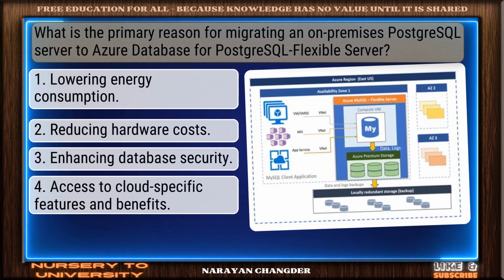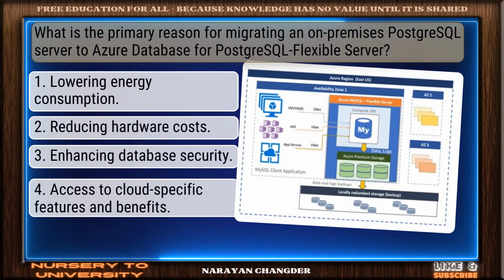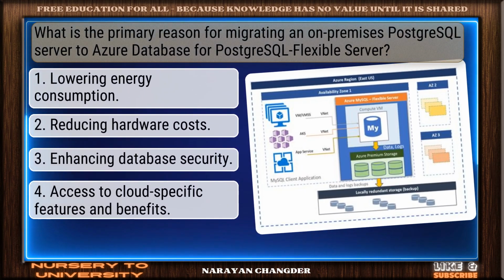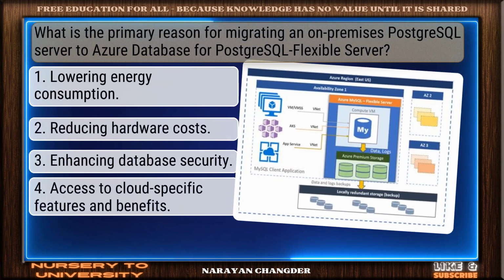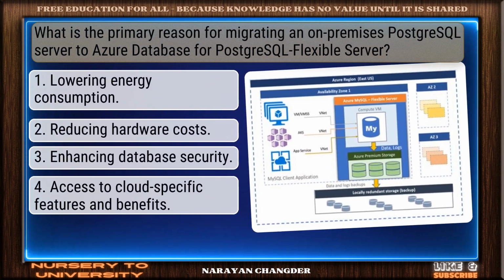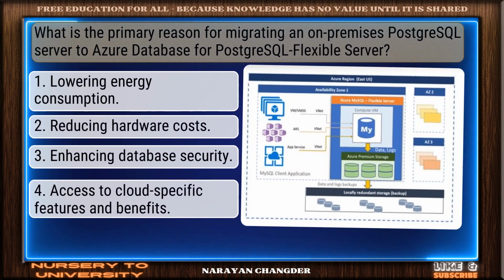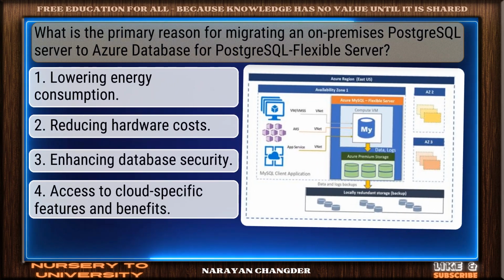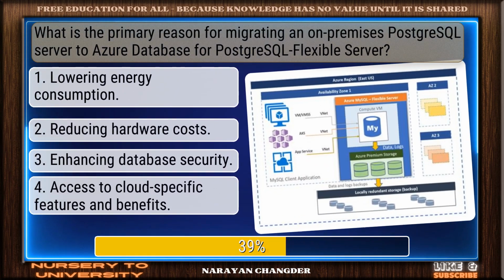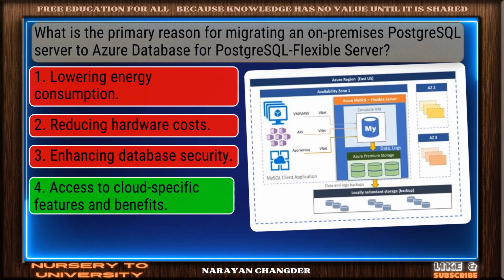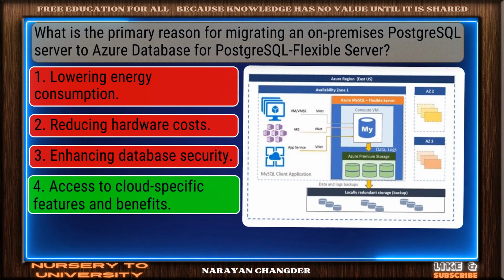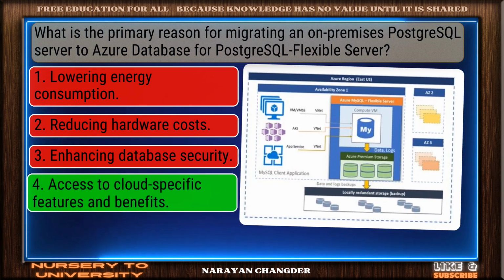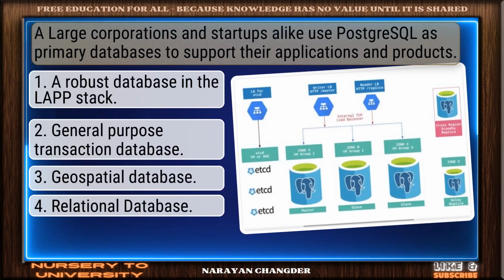Question number 3. What is the primary reason for migrating an on-premises PostgreSQL server to Azure Database for PostgreSQL flexible server? You chose access to cloud-specific features and benefits. And it is correct.